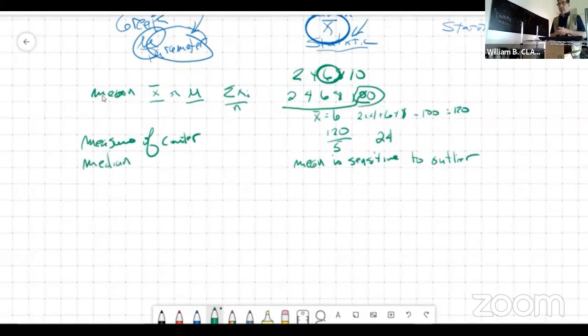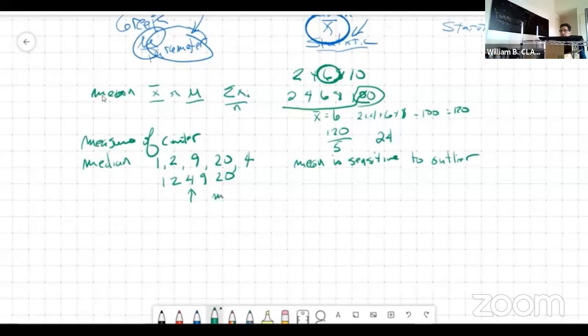And the median is obtained in a different way. If you have 5 numbers, let's change them. Let's say we have 1, 2, 9, 20, and 4. First of all, to get the median, you have to rearrange them in order. So we'd write them 1, 2, 4, 9, 20. That's what you have to do first. And then you choose the number which is in the middle. Here there are 5 numbers, 1, 2, 3, 4, 5, so the middle number is going to be the third number. That will be defined to be the median. So the median is the middle number, and it's 4.